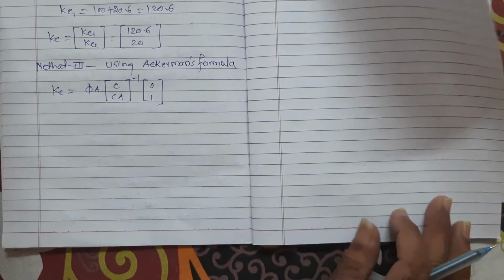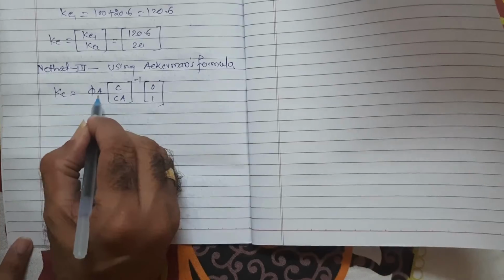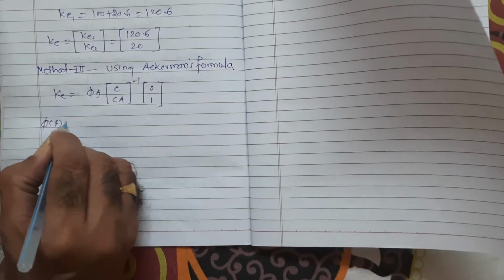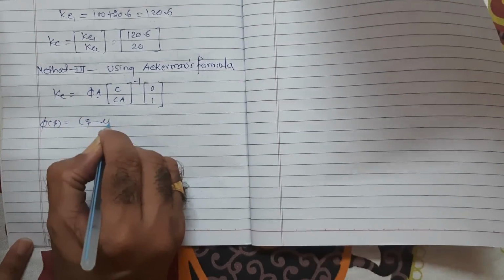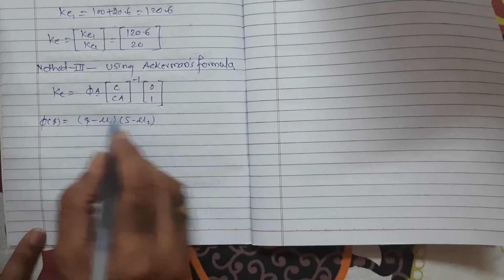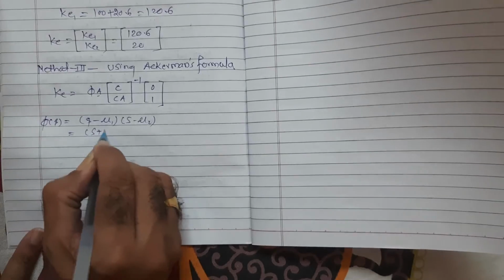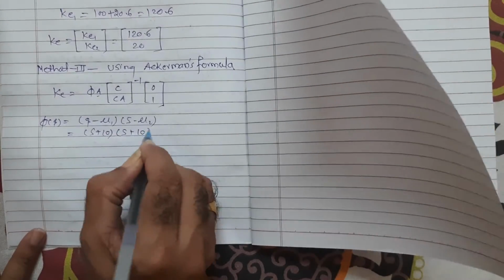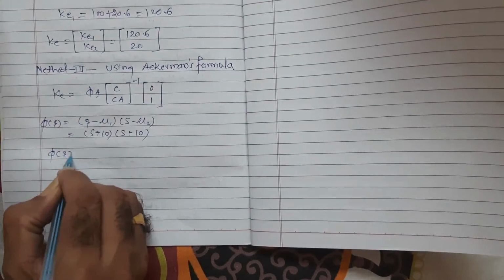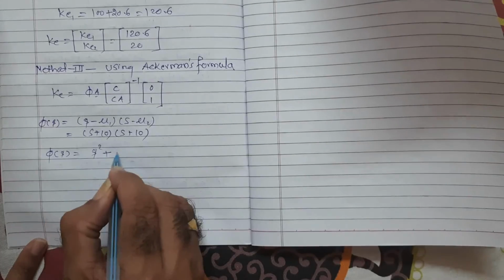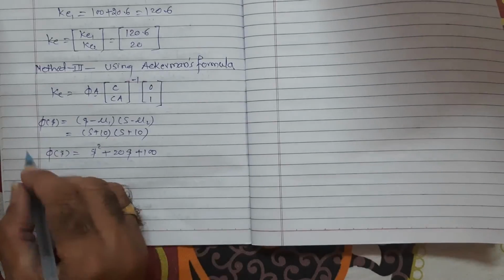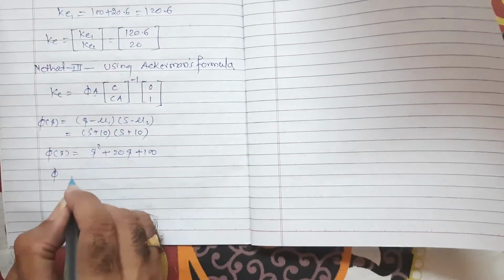Now see here, first we will find the phi of s. It is s minus mu1 and s minus mu2. So it is s plus 10, and again s plus 10, because mu1 is minus 10 and mu2 is minus 10. So phi of s equals s square plus 20s plus 100. Now we will get phi of A from this one.